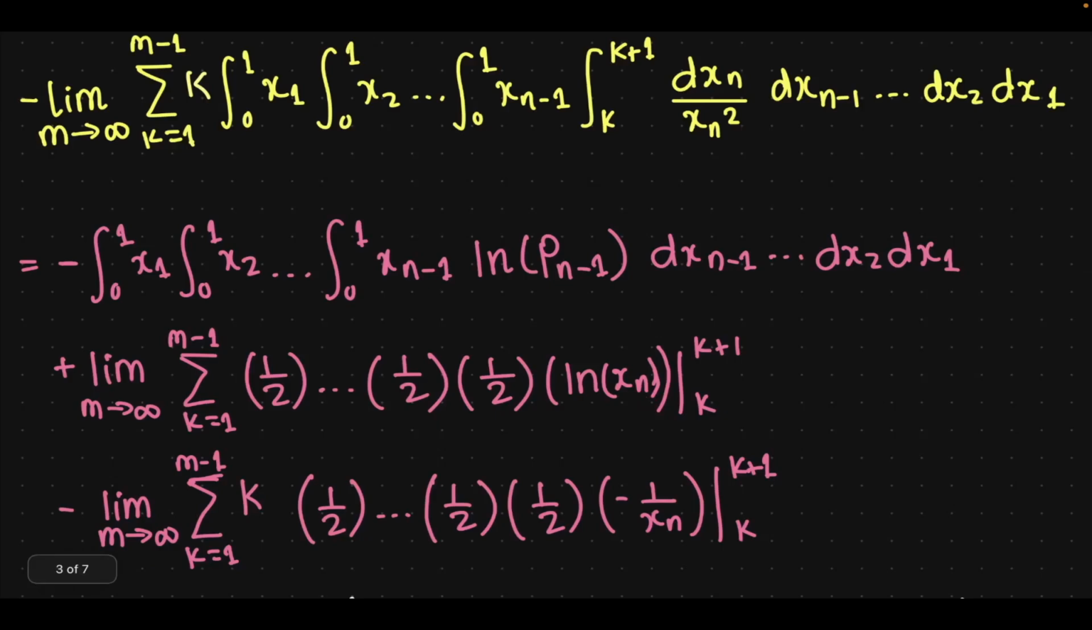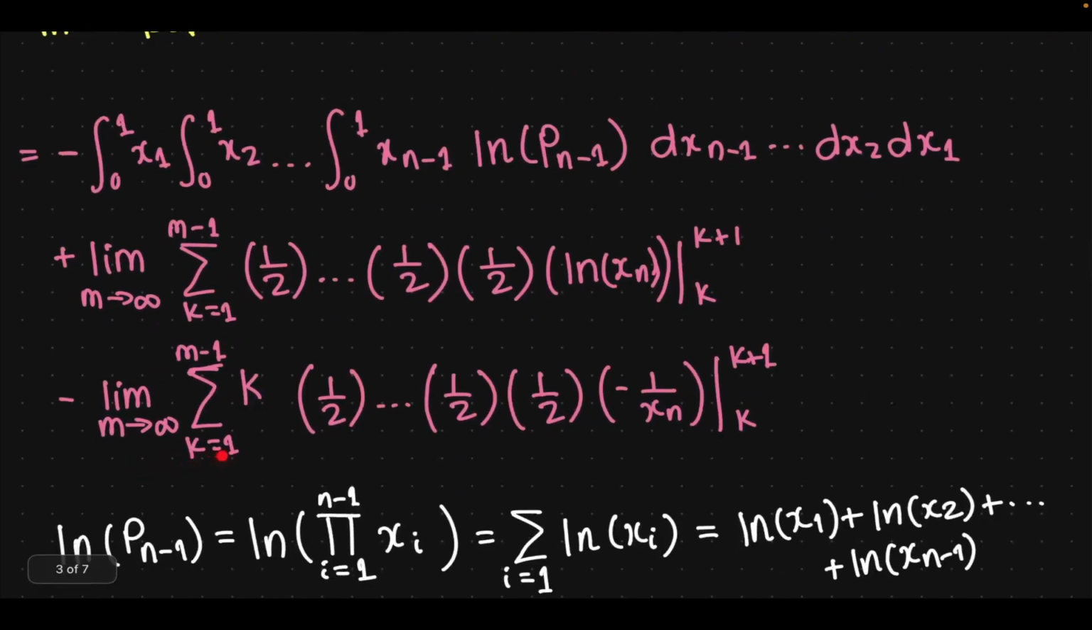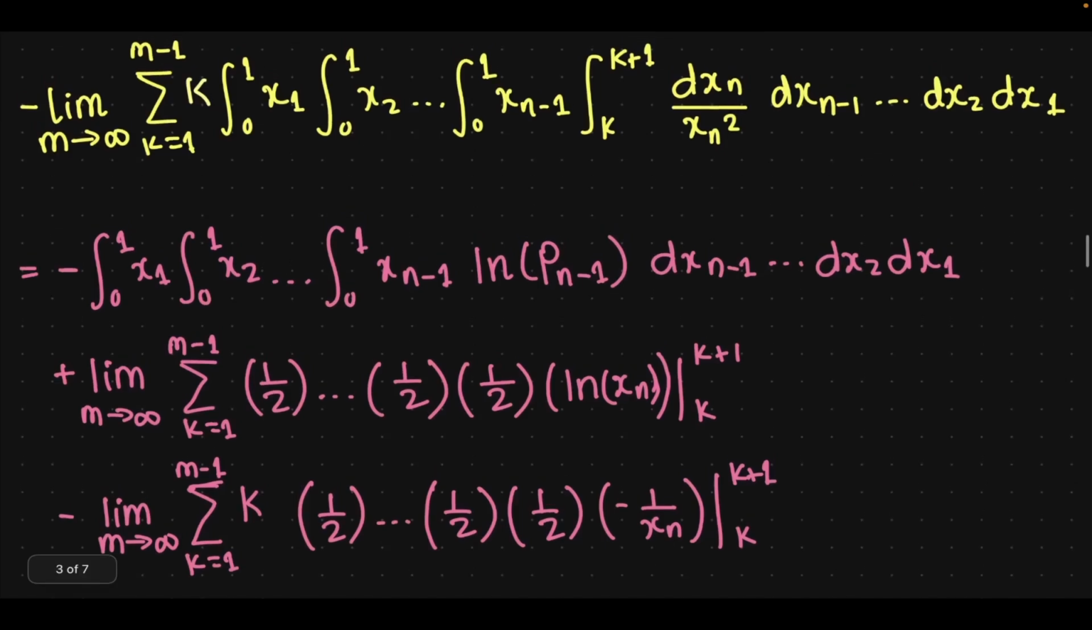Now the second integral we can evaluate is again going to be an ln of x_n, this time evaluated at k plus 1 and k. And then the third integral is the sum from k equals 1 to m minus 1 of k. And then for the last integral we have minus 1 over x_n evaluated at k and k plus 1.